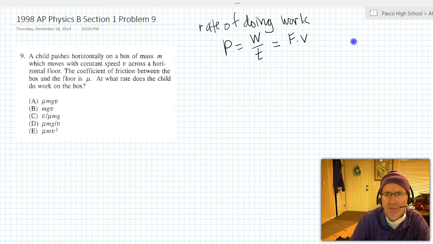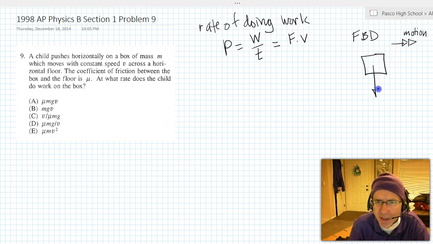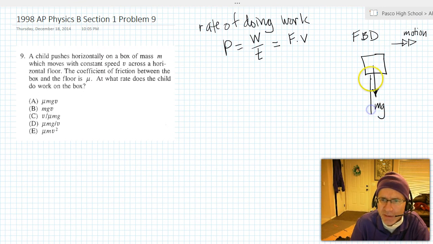Let's draw a free body diagram. Here's the box. Let's say it's moving this way. Motion. Let's say it weighs mg. And let's say there's a normal force. Let's say I'm pushing on it this direction. And that means if there's motion that way, there's a force of friction this way.